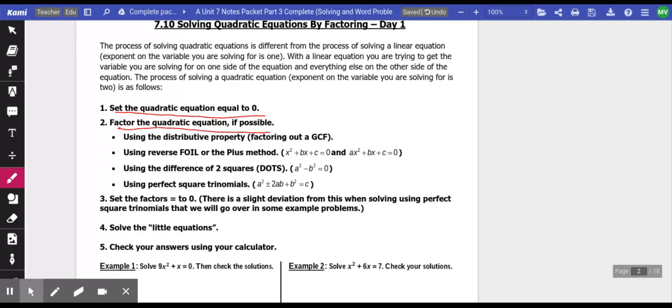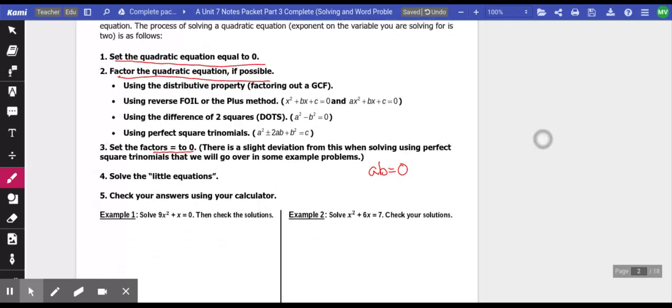The reason why we want to set each factor equal to 0 is because we're using the property that if I know a times b equals 0, when we're multiplying two things, one of those has to equal 0, because the only way to get 0 as an answer is if a or b equals 0. So then we solve our little equations.